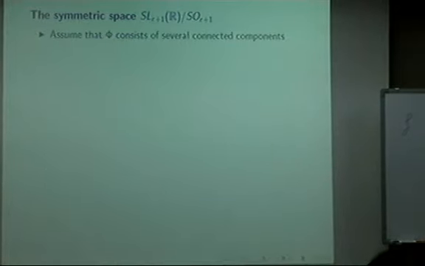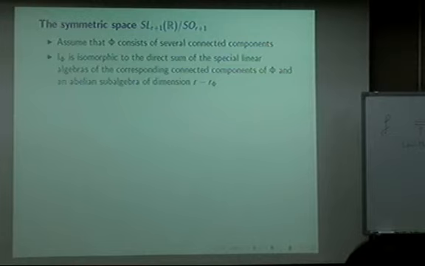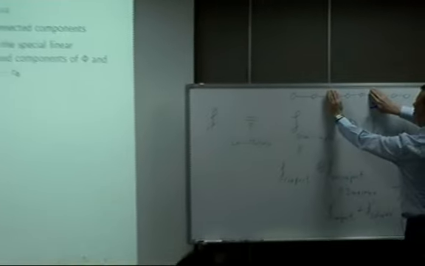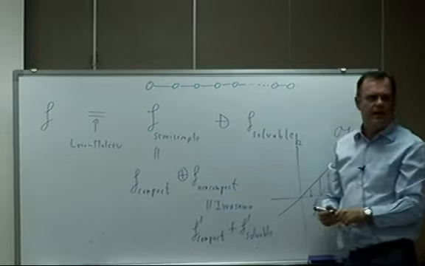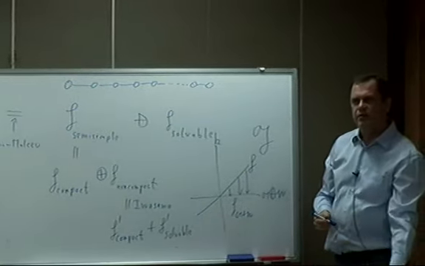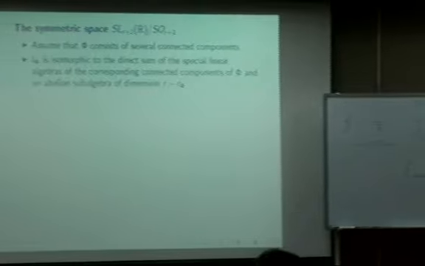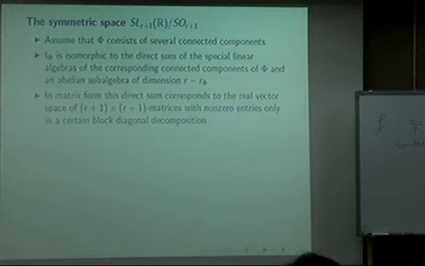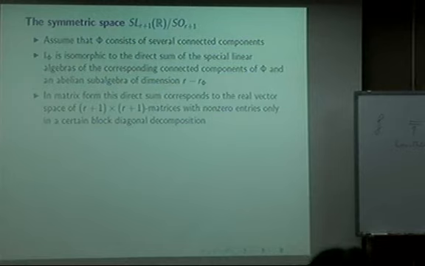So now assume that we are in the general case, phi consists of several connected components. What do we get? For example, assume we just remove this and this. So we are left with this. This gives us an SL3 plus an SL3. You can again read it off from the diagram. So what we get is a direct sum of special linear algebras corresponding to the connected components, and then an abelian subalgebra of the remaining dimension.